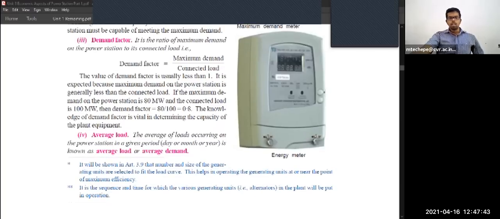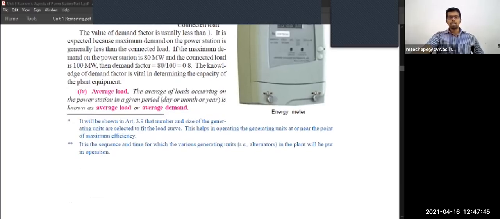Next, average load. So what is the average load? Average load is nothing but the average of the loads occurring on the power station in a given period of time, that is a day or a month or a year. So what is the average load of a particular state like Telangana? The average load is somewhere around 12,500 megawatt or 12,000 megawatt. Like that, you can easily tell the average load occurring in a given period.